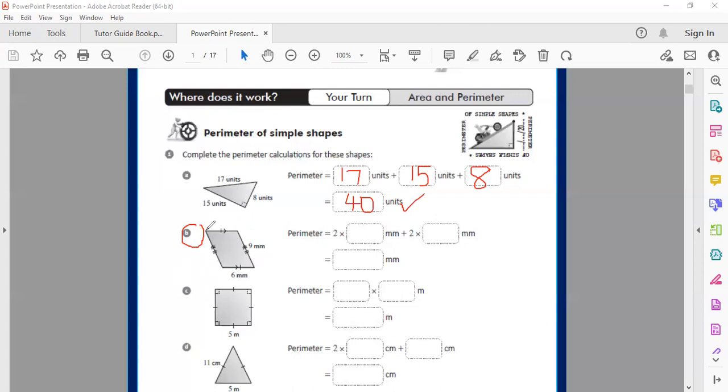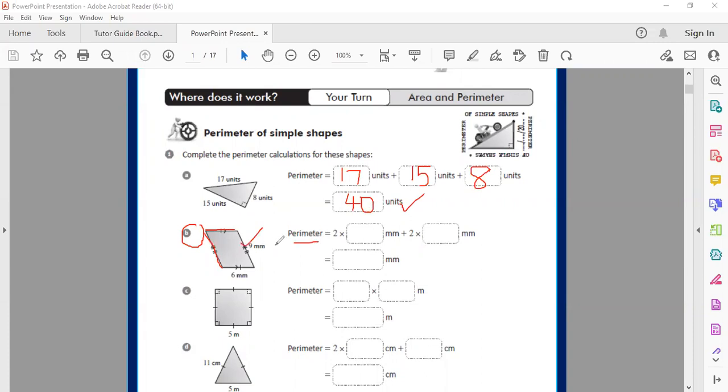You can see that the length here is not the same as the length here. Rhombus will have to be the same. Okay? The length of all the sides are the same. It's just like a square tilted. Okay? So parallelogram, yes. Okay.